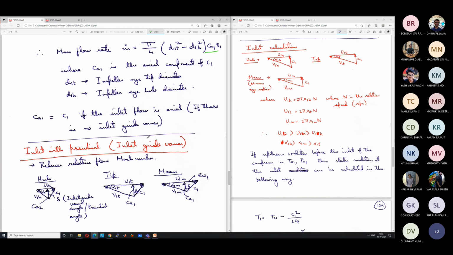So it need not be the case that C1 is always in the axial direction. Okay. So sometimes there are inlet guide vanes. The inlet guide vane will change the angle at which the flow inlet occurs. So for example, in this case, the inlet guide vane has an angle of delta. As a result, the C1 deviates from the axial direction by delta.